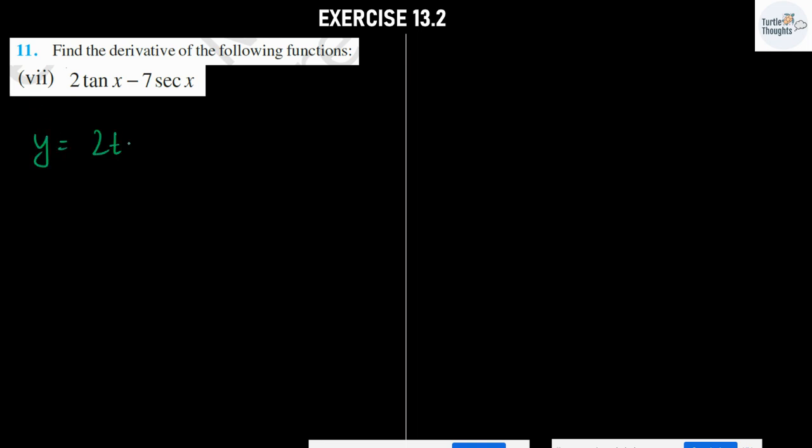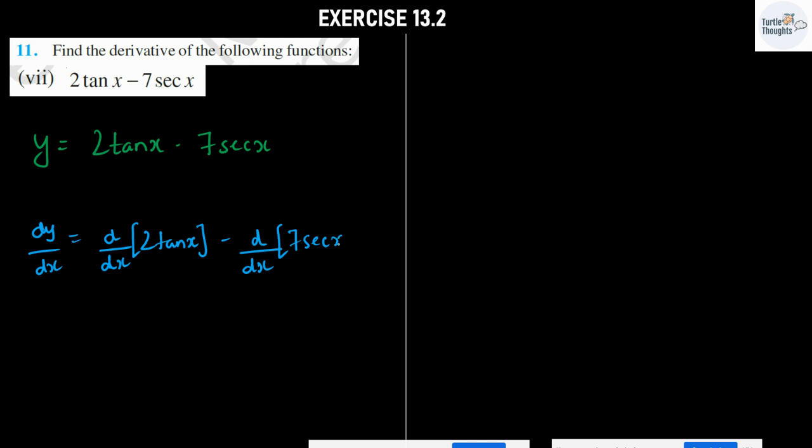y is taken as 2 tan x minus 7 secant x. The differential of y with respect to x is going to be the differential of 2 tan x minus the differential of 7 secant x. The constants can be taken outside. 2 multiplied by the differential of tan x is going to be secant square x, minus 7 multiplied by the differential of secant x, which is secant x tan x.